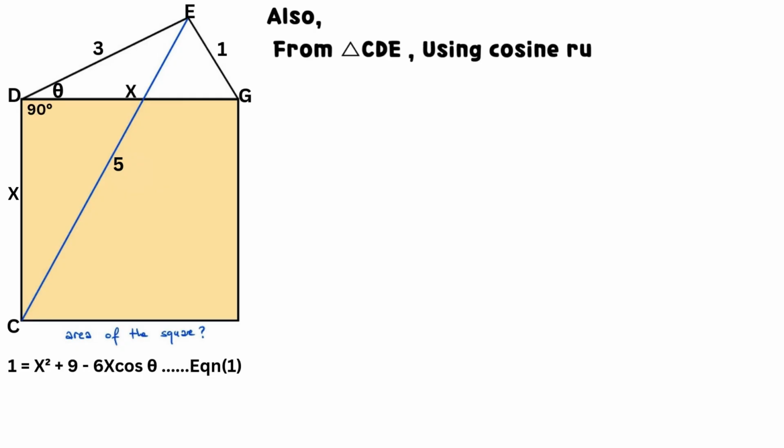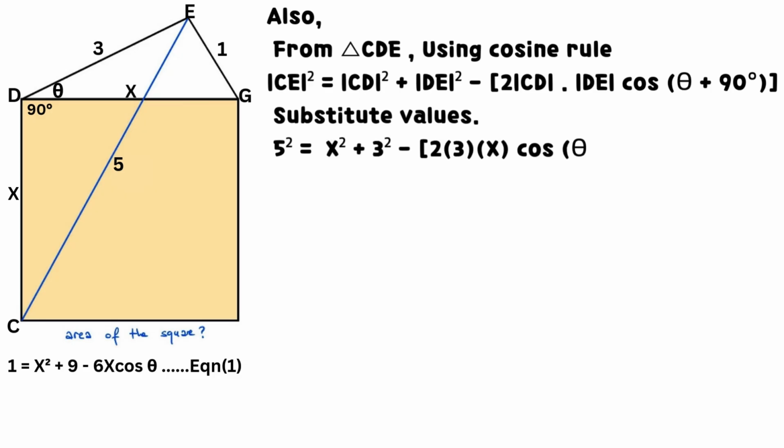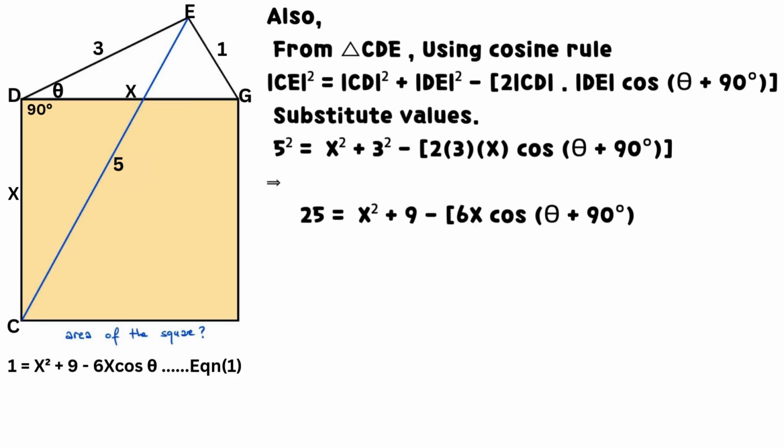Also, from triangle CDE, using the cosine rule, the square of line CE equals the sum of the square of line CD and the square of line DE, minus 2 times the product of line CD and line DE multiplied by cosine of theta plus 90 degrees. Substitute values and simplify. Hence, 25 equals the sum of the square of x and 9 minus 6 times x multiplied by cosine of theta plus 90 degrees. We call it equation 2.